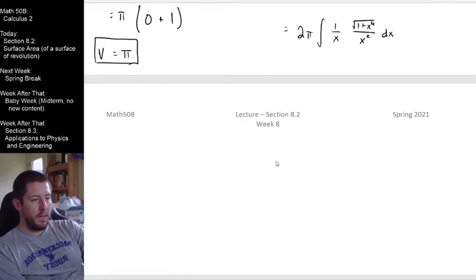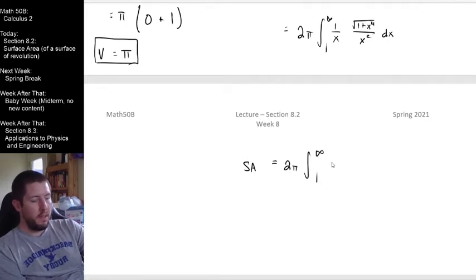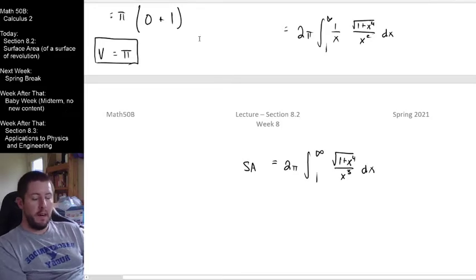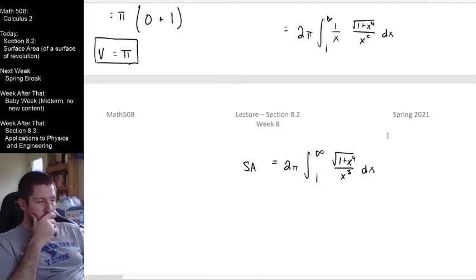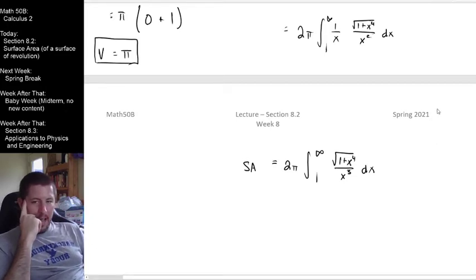So what are we getting here? Remind us where we're at here. Surface area is, that was from 1 to infinity. Integral from 1 to, now I'm dropping things because I'm just trying to go too fast here. 2 pi times the integral from 1 to infinity of the square root of 1 plus x to the fourth over x cubed dx appears to be the surface area of Gabriel's horn. But what are we going to do here?